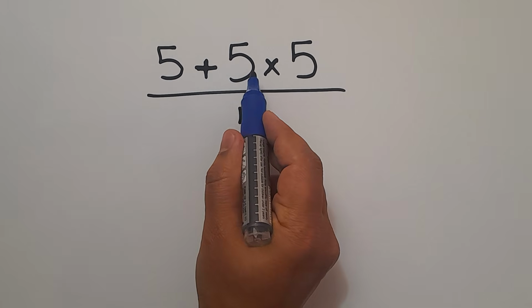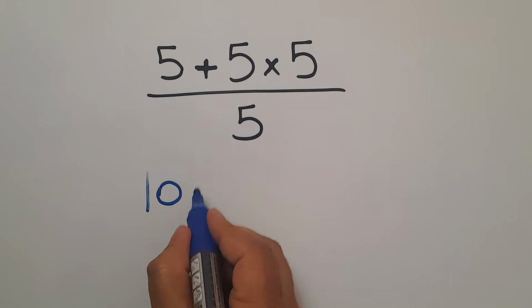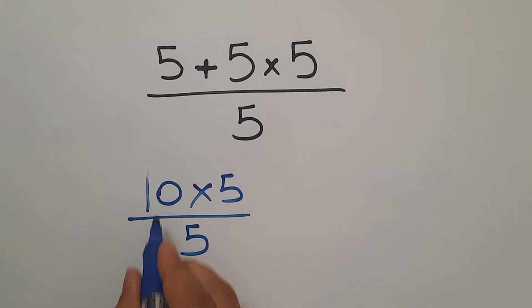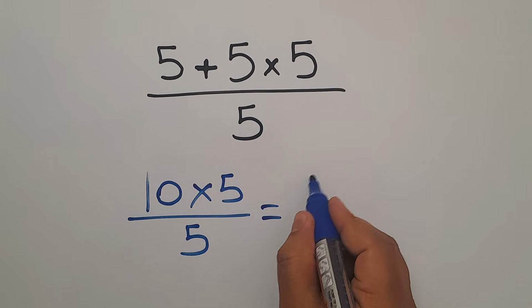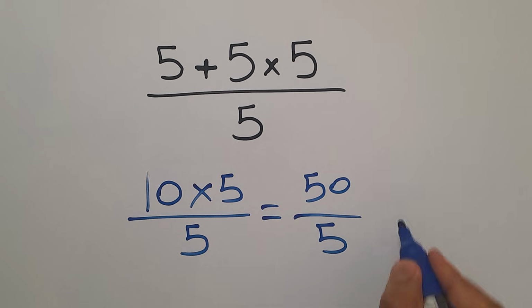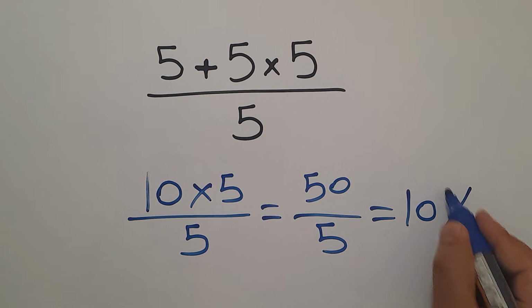5 plus 5 gives us 10, then times 5 over 5. 10 times 5 equals 50, and 50 divided by 5 equals 10. But this answer is incorrect.